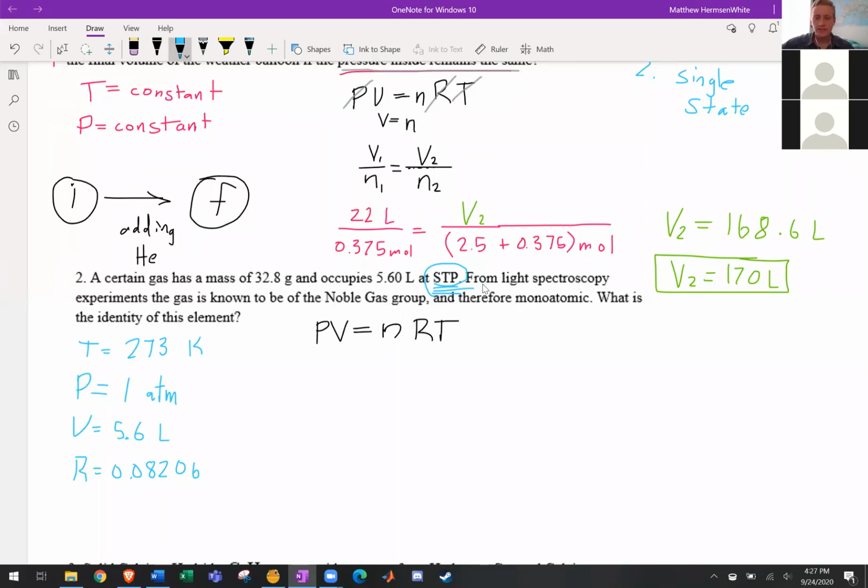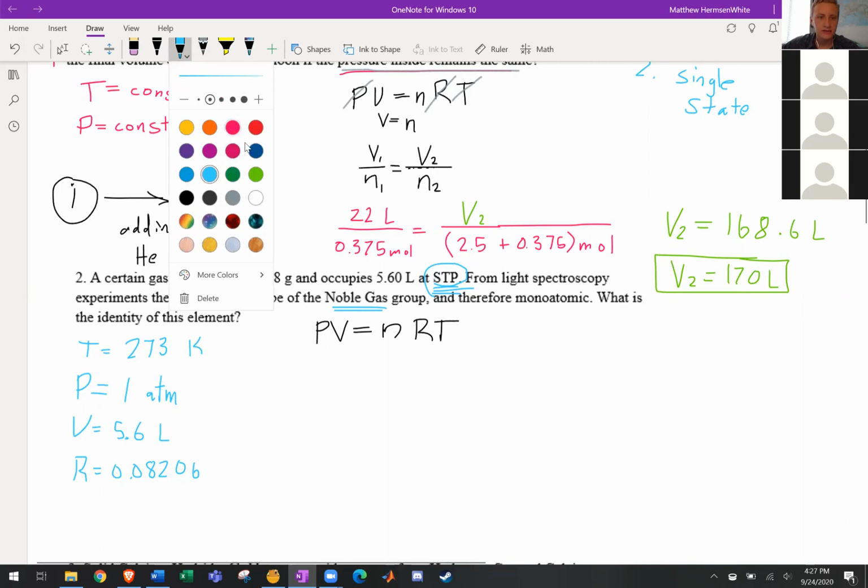Now, the rest of the problem is saying, from the experiment, the gas is known to be of the noble gas group, which is the last on the periodic table. And so if that's the case, what is the identity of this element? So what we're going to want to do is if we can find the number of moles here, then we can use the grams and the moles to find the molar mass. And if we have the molar mass of this compound, we can very easily find its identity from the periodic table. So let's plug in the information we're given.